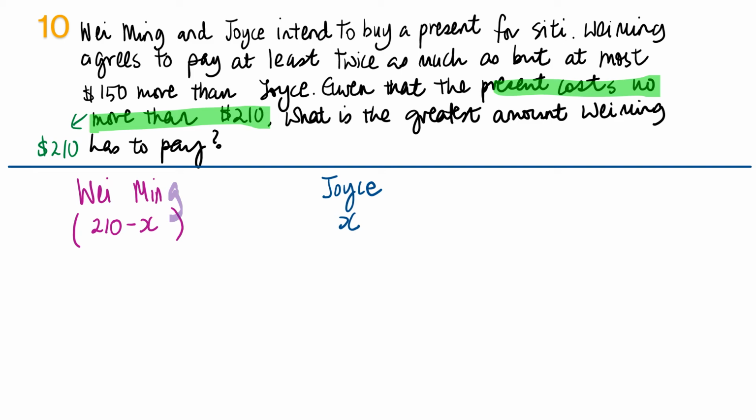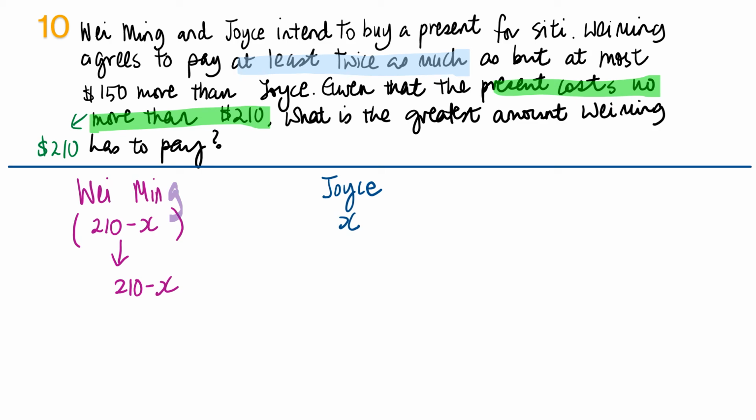Now the next thing is that we have to form the inequalities, and that is really the tricky part. But never mind, we'll break it up into segments. The first segment is this part here that I'm going to highlight in blue, which says that Wei Ming agrees to pay at least twice as much. First of all, what is twice as much? If Joyce is paying X, twice of X will be just 2X. So Wei Ming agrees to pay at least 2X.